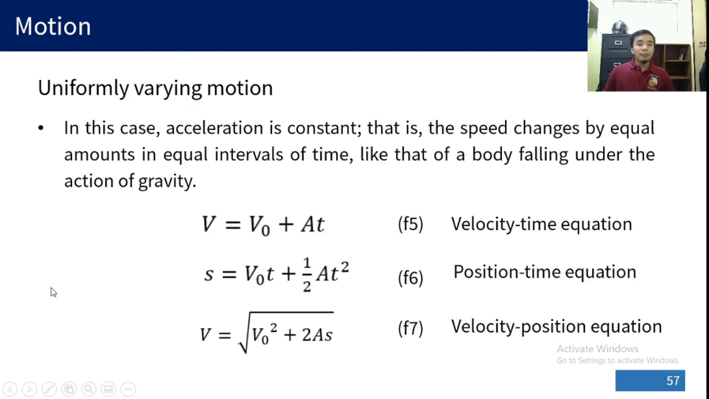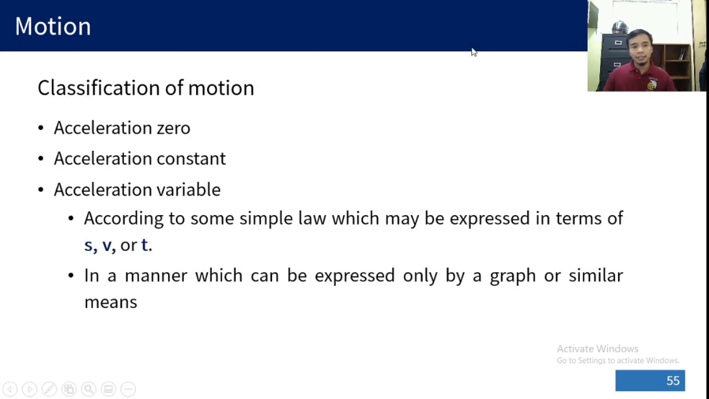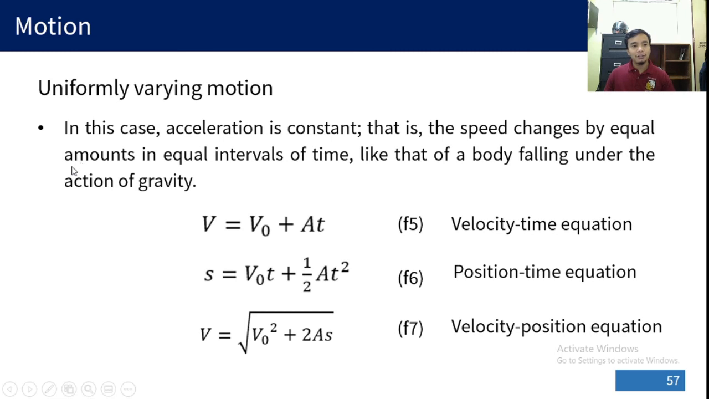Okay, for uniformly varying motion, let's go back to the classification of motion: constant acceleration. So constant acceleration is the uniformly varying motion. In uniformly varying motion, the speed is changing. The speed or velocity is changing by equal intervals of time, and thus we have three equations involved in this type of classification of motion.